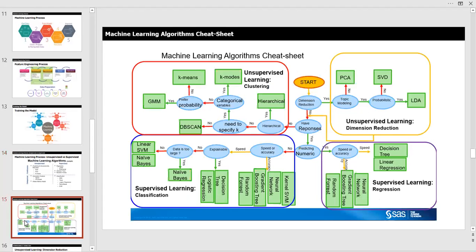Here's another way of looking at this process. This was a really cool slide, this cheat sheet that I found. I thought this was really neat. And again, it gives you a starting point and shows you the direction, how things might work through a flow, just to give you a sense of, oh, okay, this is sort of how the data scientist goes about deciding which algorithms they're going to use.